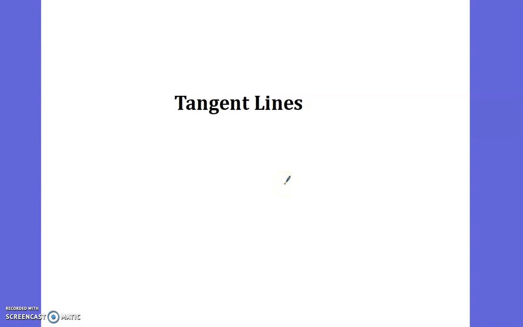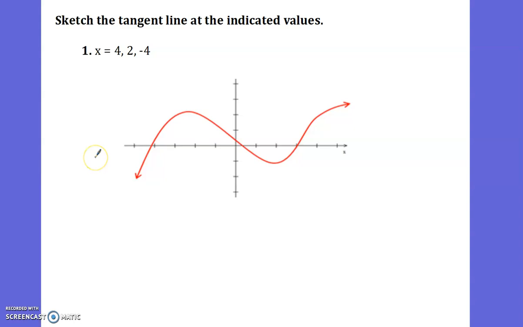Okay, so today we're going to look at tangent lines. We're going to do some sketching of tangent lines, finding the slope at a particular x value, writing equations of tangent lines, and then looking at where the tangent line would be horizontal on particular graphs. So let's start with sketching the tangent line at the indicated values.